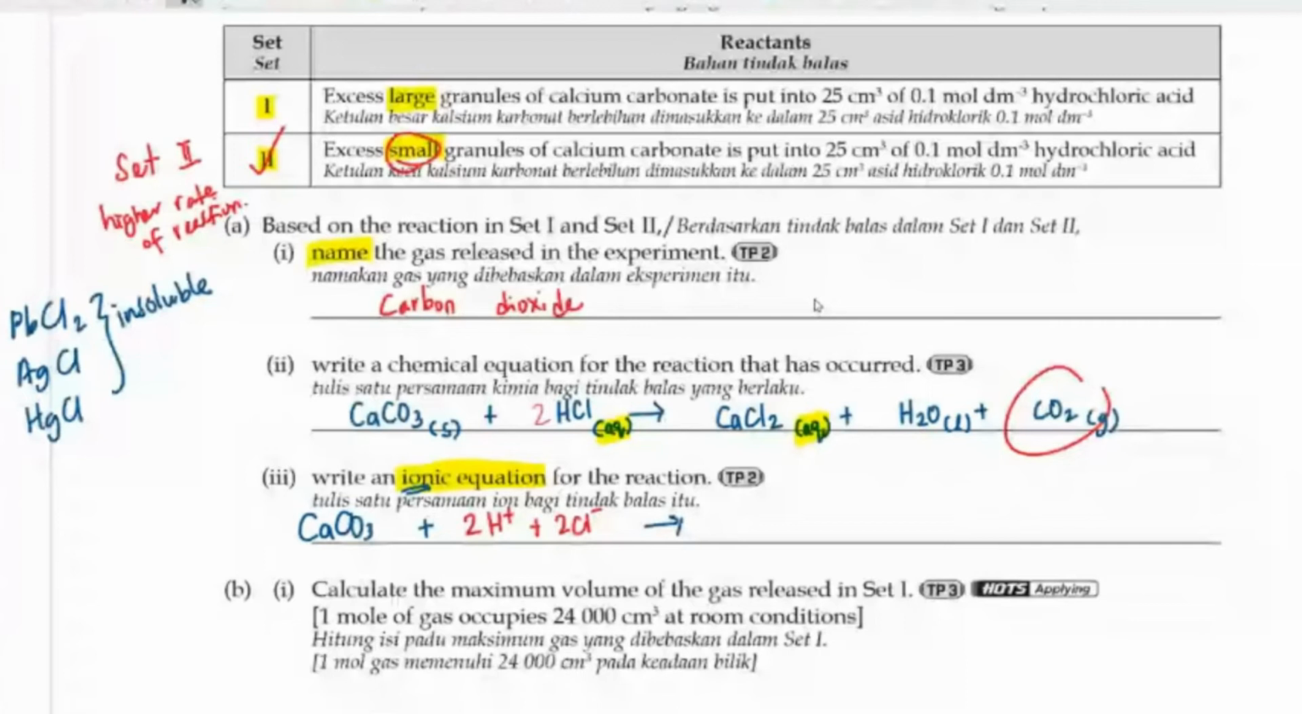Now compare. The same ions, you cancel. You see, hydrogen ions here, no hydrogen ion there. Chloride here, got chloride there, so this one cancels. So the remaining, calcium carbonate with hydrogen ions producing calcium ions, water and carbon dioxide, becomes the ionic equation. Okay, how is it, class?